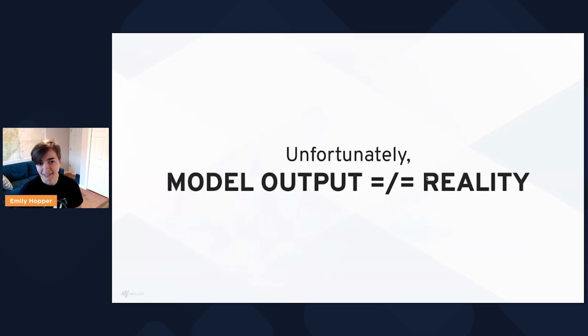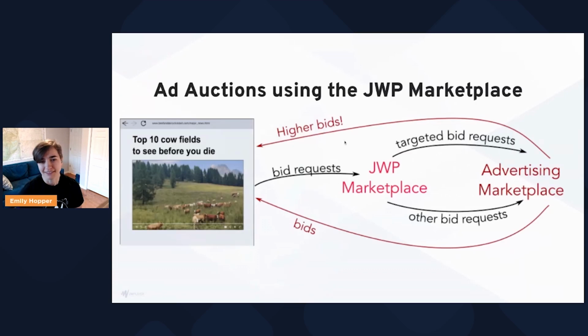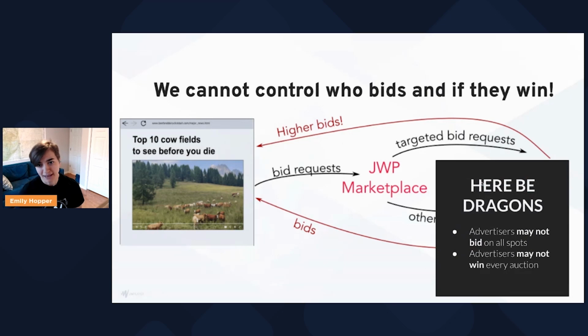Now, unfortunately, model output is not the same as reality. So this graphic I showed to you before, this is what an ad auction looks like using the JW Player Marketplace. But how it should have looked is there's a big black box over the advertising marketplace outside of JW Player. We do not have a ton of oversight into what's going on here.